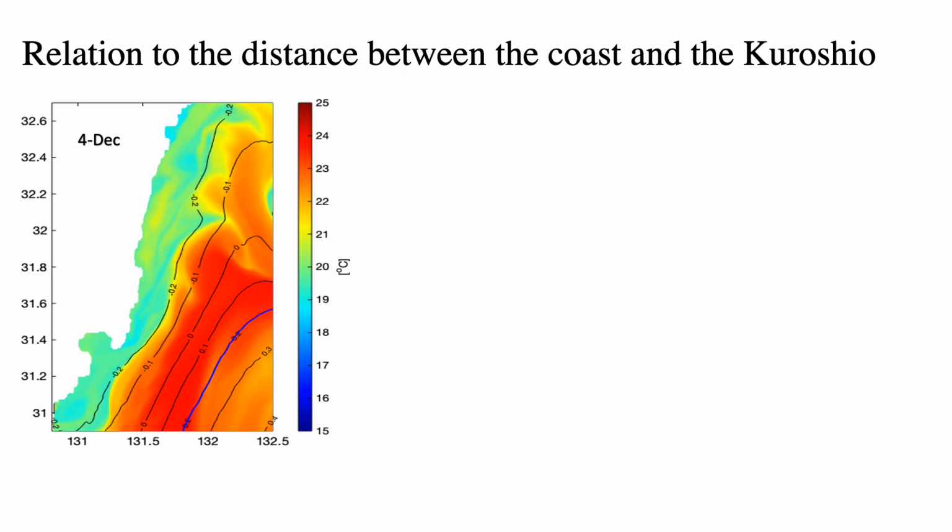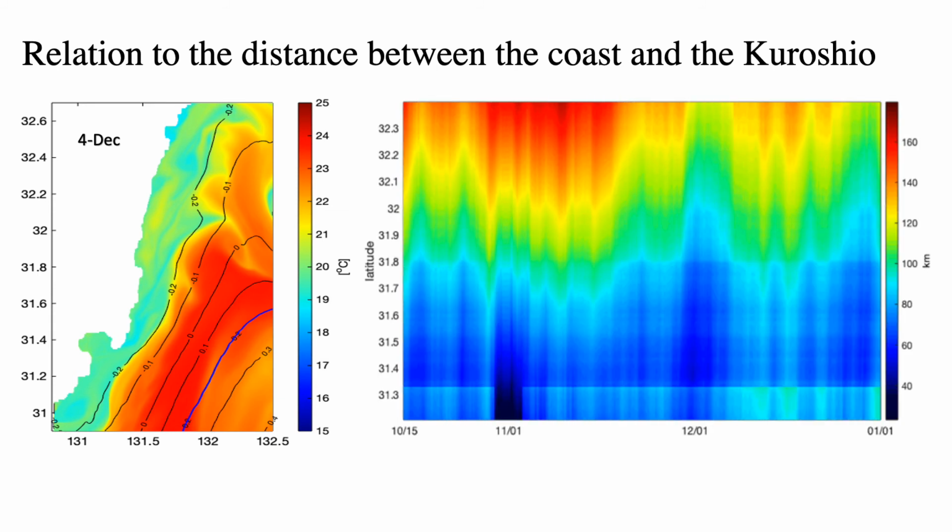So to investigate the cause of the large nitrate vertical gradient and diffusive flux during the model December, the relation with the minimum distance between the Kuroshio and the coast is shown. It should be noted that very short distances are also observed at the beginning of November, but only up to latitude 31.7. However, during this time in the northern latitude, the minimum distance is much larger, with more than 140 kilometers at latitude 32.2.